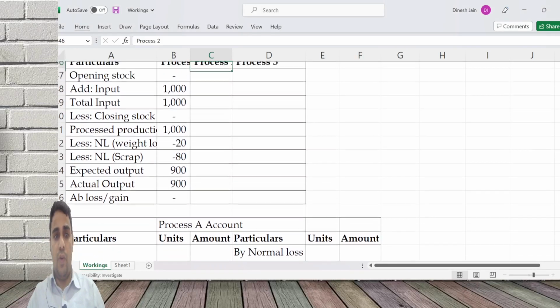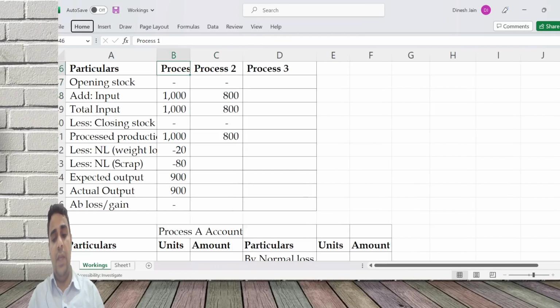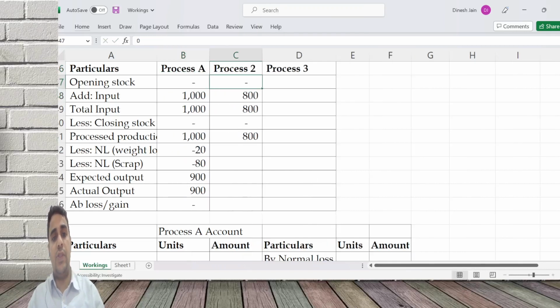Now, opening stock 0, input 800, total input 800, closing stock 0, process production 800. Opening 0, input is 800. How 800? 540 from the other process and 260 added. Process A and B, sorry.